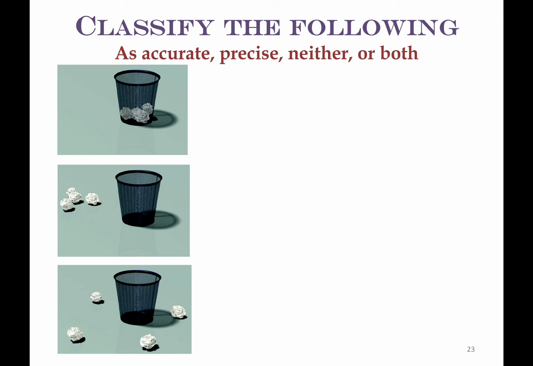So in this case, the first one, well, believe it or not, folks, I don't know who you live with, but in a sense, the goal is actually to get the trash into the trash can. So the first one would be both accurate and precise. Over here, we see that the paper balls are all very close together, but none of them made it in the trash can. So these are precise because they're close to each other, but not accurate because they're not in the trash can.